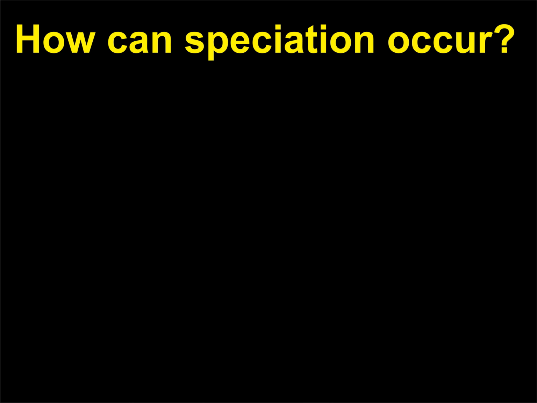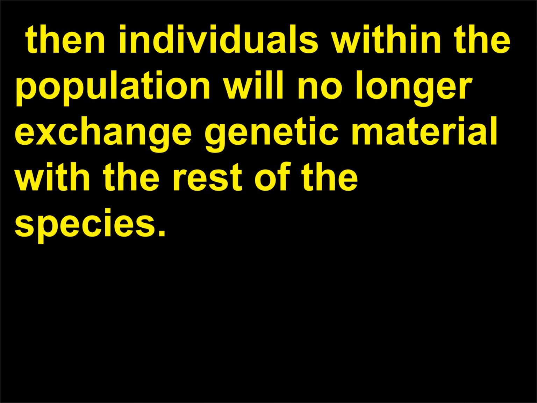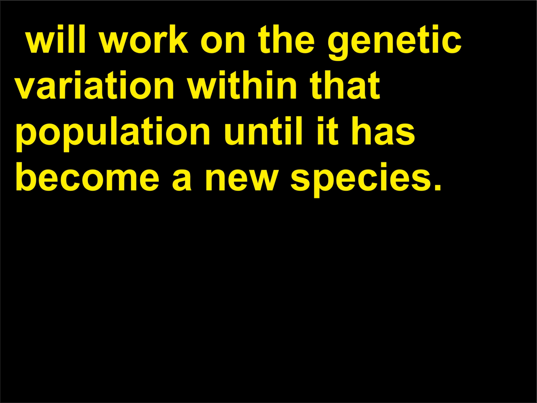How can speciation occur? If a population becomes reproductively isolated, then individuals within the population will no longer exchange genetic material with the rest of the species. At that point, environmental factors, i.e., natural selection, will work on the genetic variation within that population until it has become a new species.